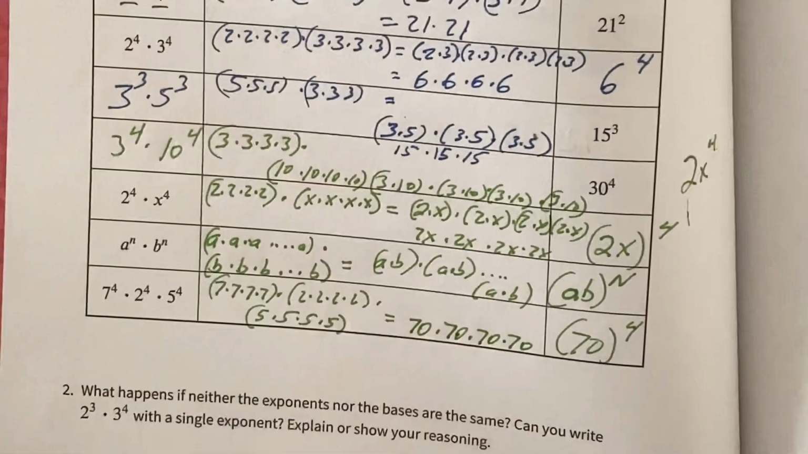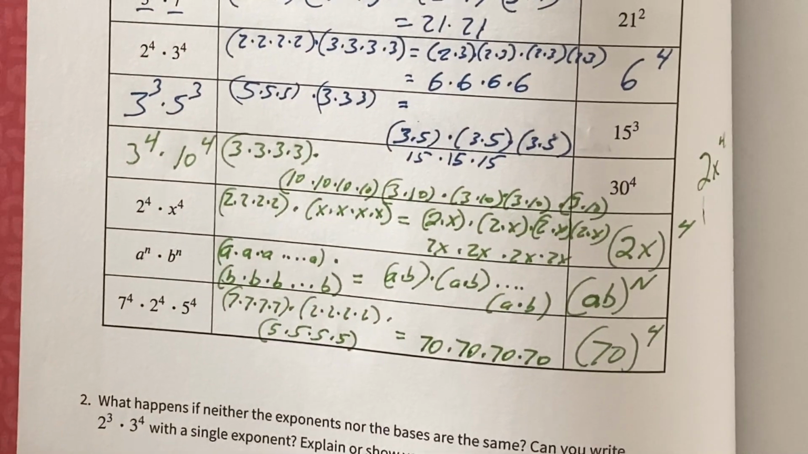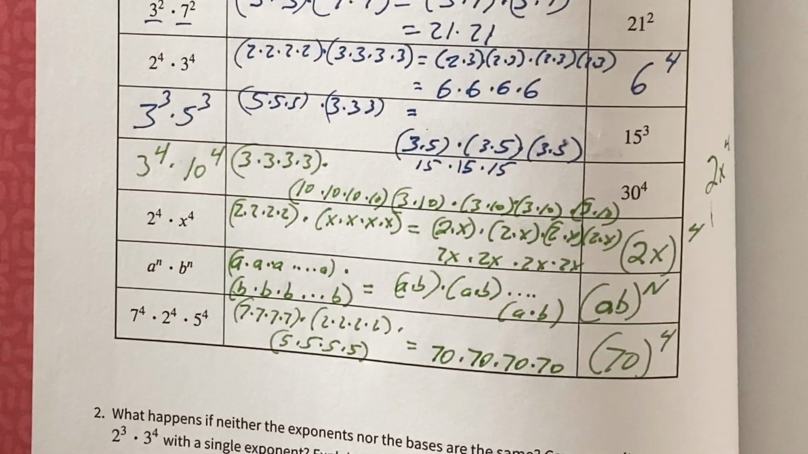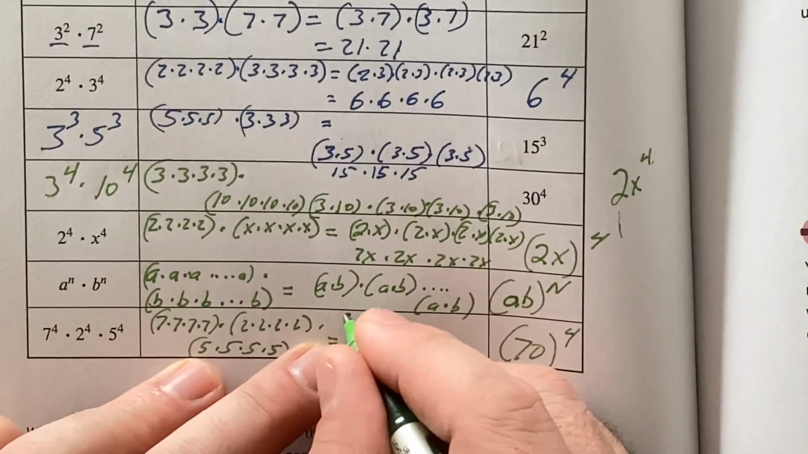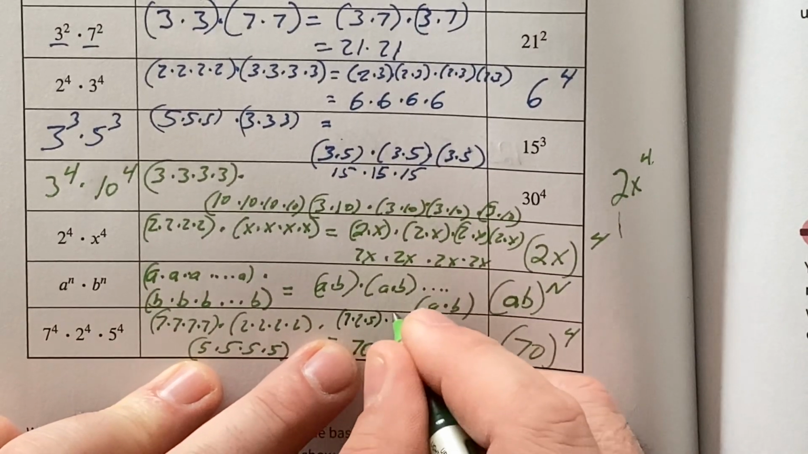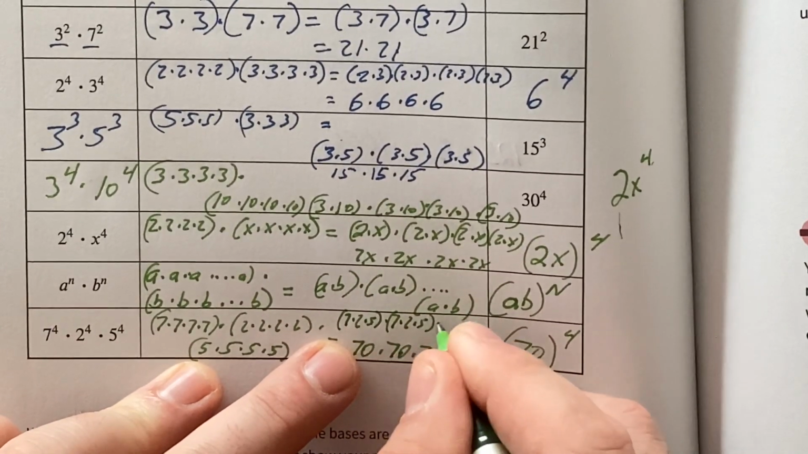Four 70s. All right, 7 times 2 times 5, 7 times 2 times 5. 4 times.